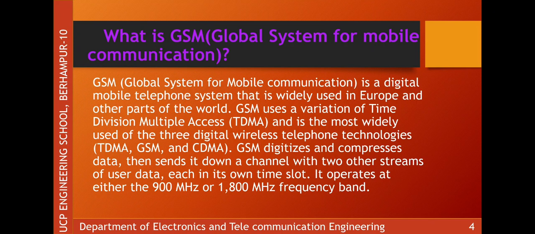GSM digitizes and compresses data, then sends it down a channel with two other streams of user data, each in its own time slot. It operates at either the 900 MHz or 1800 MHz frequency band.